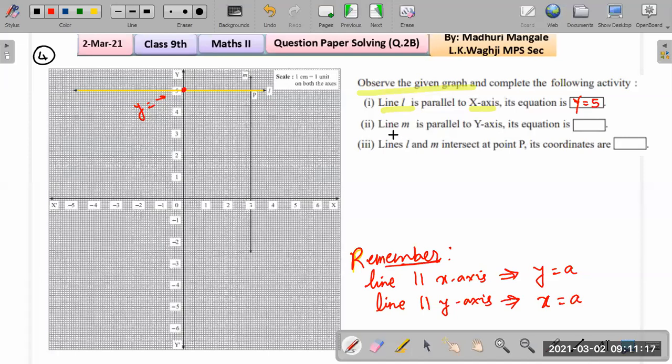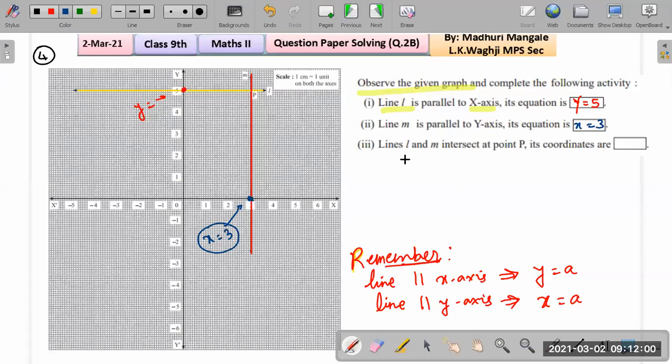Now look at the next one. Line M is parallel to the y-axis. So which is line M? Let me highlight it. Just check. This is line M. Okay, so line M is parallel to the y-axis. And what is its equation? So how do you find the equation? Just look at the point of intersection. This is the point of intersection with the x-axis, right? And what is this point? This point is x equals 3. So that is the equation. All right, so the equation is x equals 3. That's the answer. Easy. You have to just look at the point of intersection of that line with the particular axis, x or y, whichever, and that will be the equation.